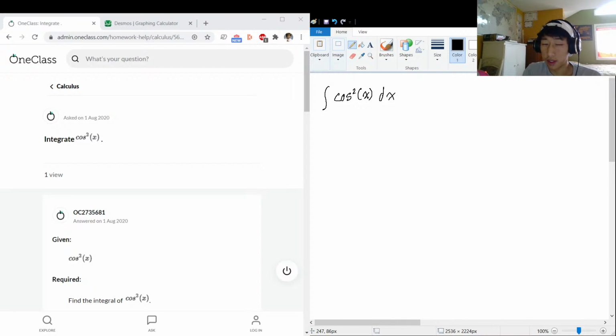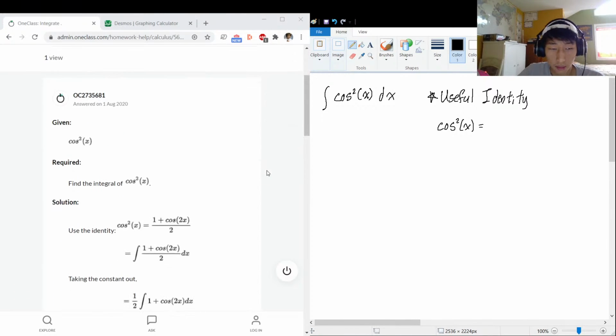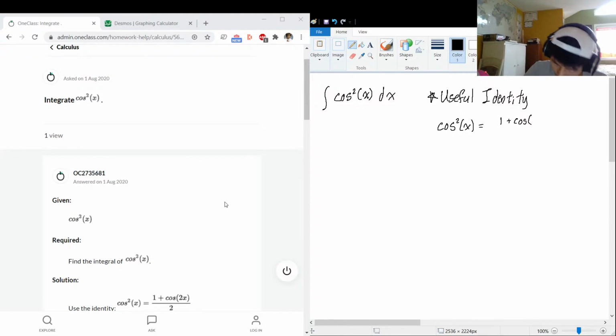Now, typically when you see integration problems and you see stuff like cos squared and such, it's a good idea to think about our trigonometric identities, because they can definitely help give us an easier integral to solve, because this by itself is kind of tough. So one identity that I think could be useful is that cos squared of x is equal to 1 plus cos of 2x, over 2.